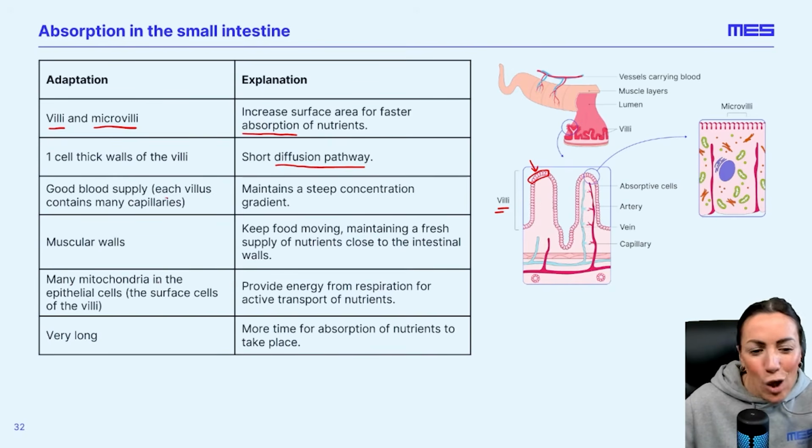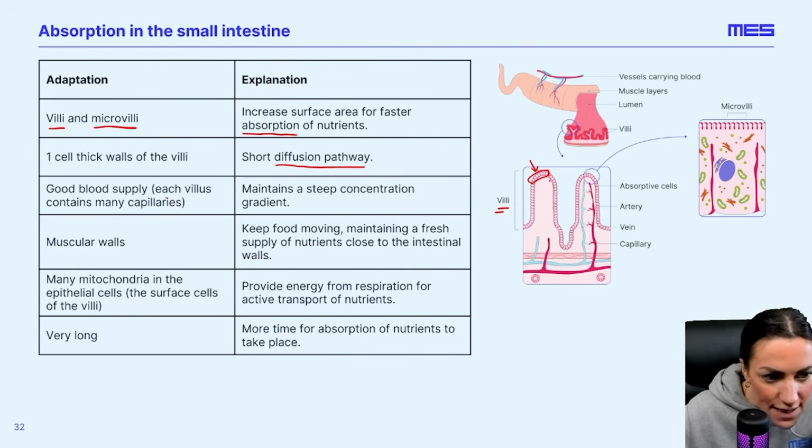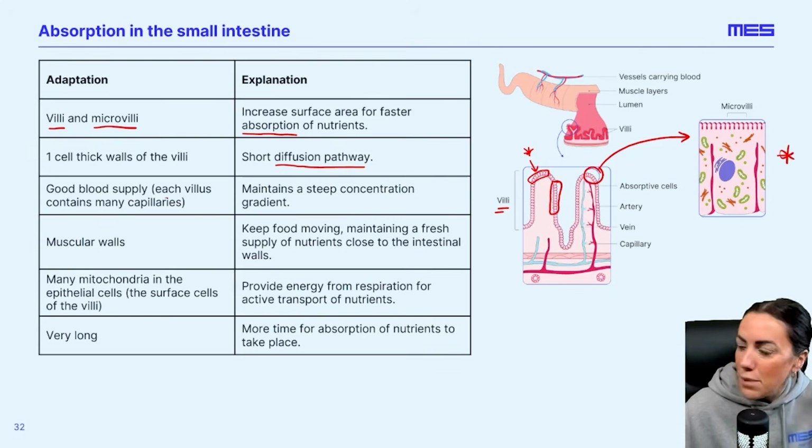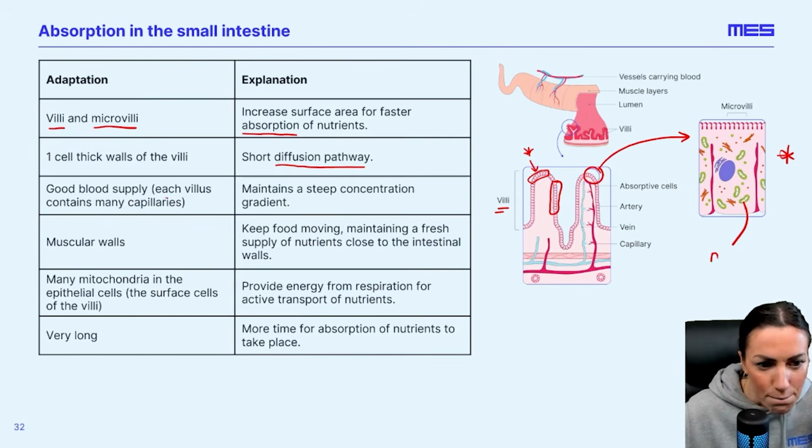Many mitochondria in the surface cells, or the epithelial cells. So the surface cells are the ones that I put a little box around before. These surface cells here, yeah? We've magnified one of those surface cells over here. It's called an epithelial cell. It just means surface cell. But these surface cells that form the wall of the villi do contain many mitochondria.